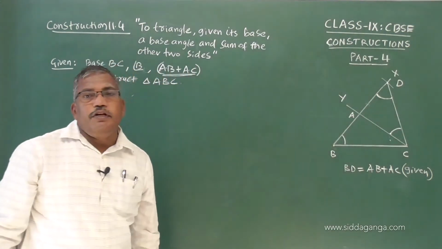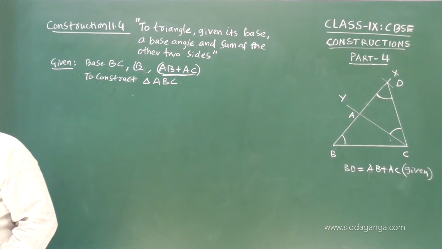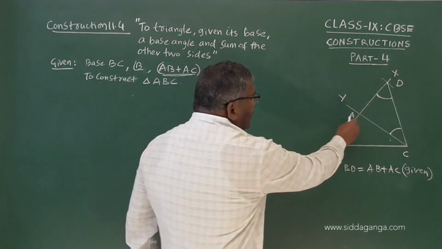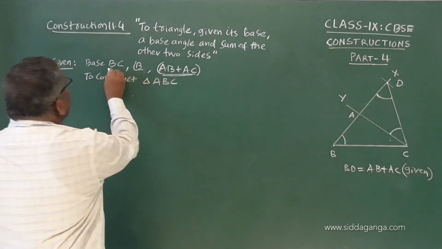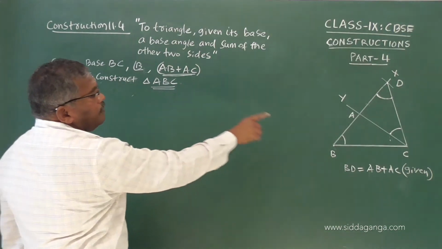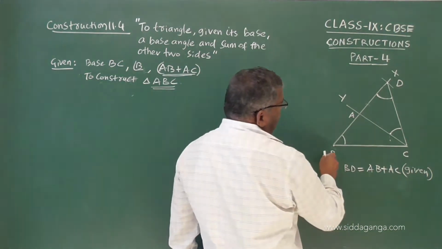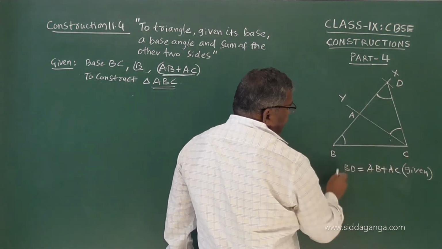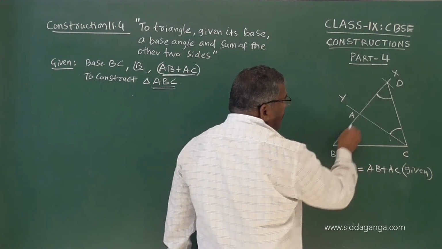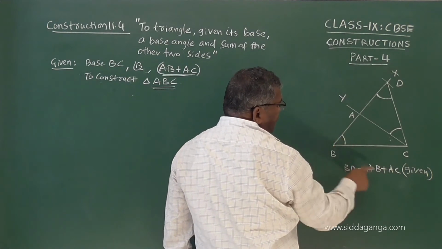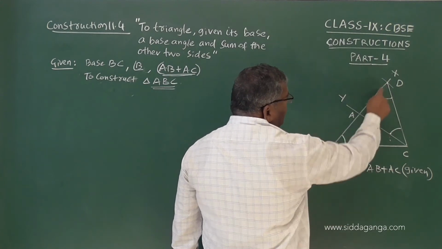Follow the procedure carefully. So now we got point A, then ABC is the required triangle ABC. This is what we have to construct. So what we have done? We have drawn BC. At B we have constructed the given angle B, and along that angle line we have cut point D such that BD is equal to AB plus AC. This is the total distance.